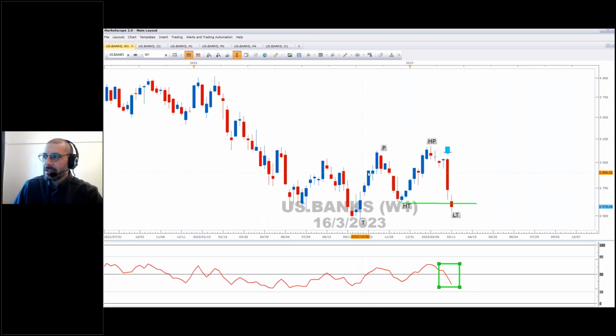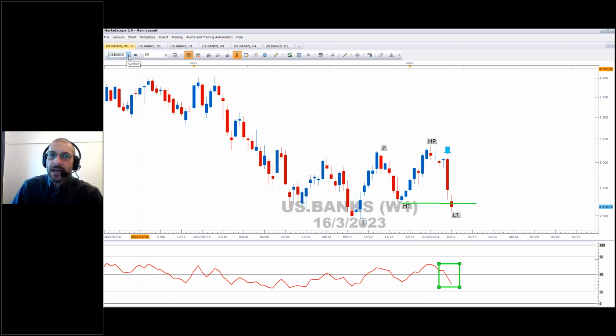You know how we can look at this? We could look at this in terms of Stan Weinstein's. Here's the distribution. Here's the markdown. This could be some sort of accumulation. One problem with that argument, we've got this lower trough. Okay, the lower trough's not good news for it. So we're just going to have to watch that very carefully.